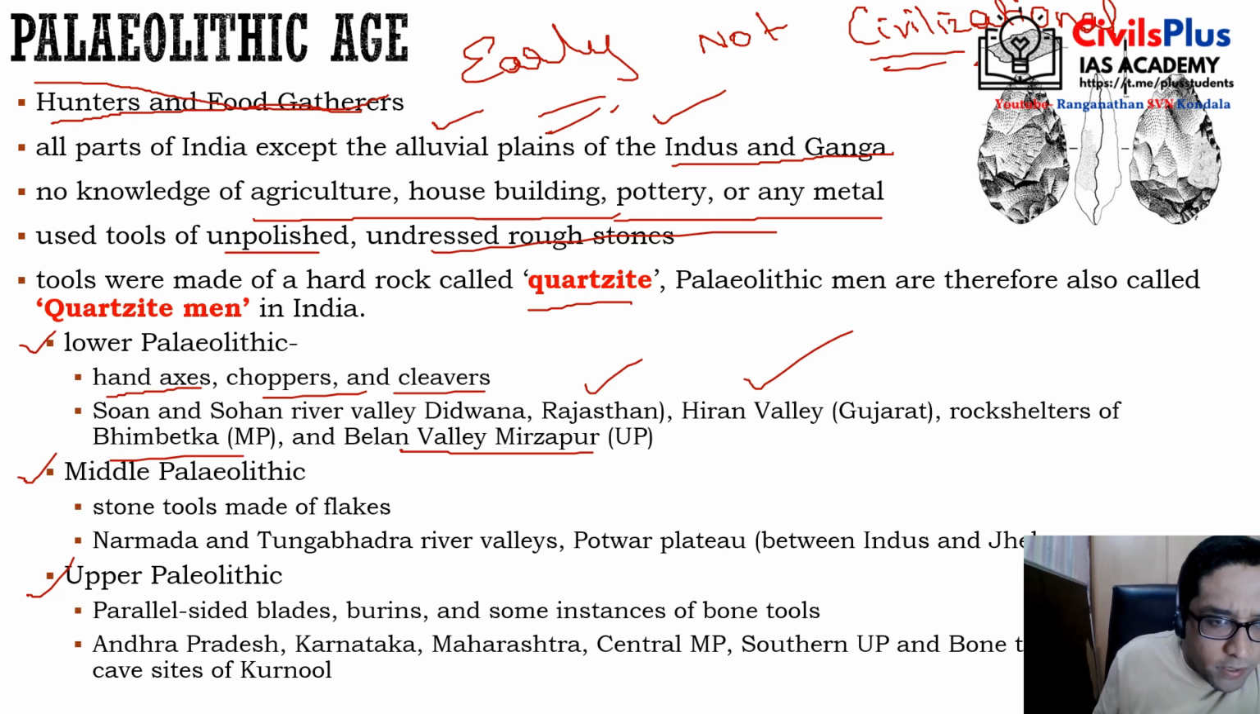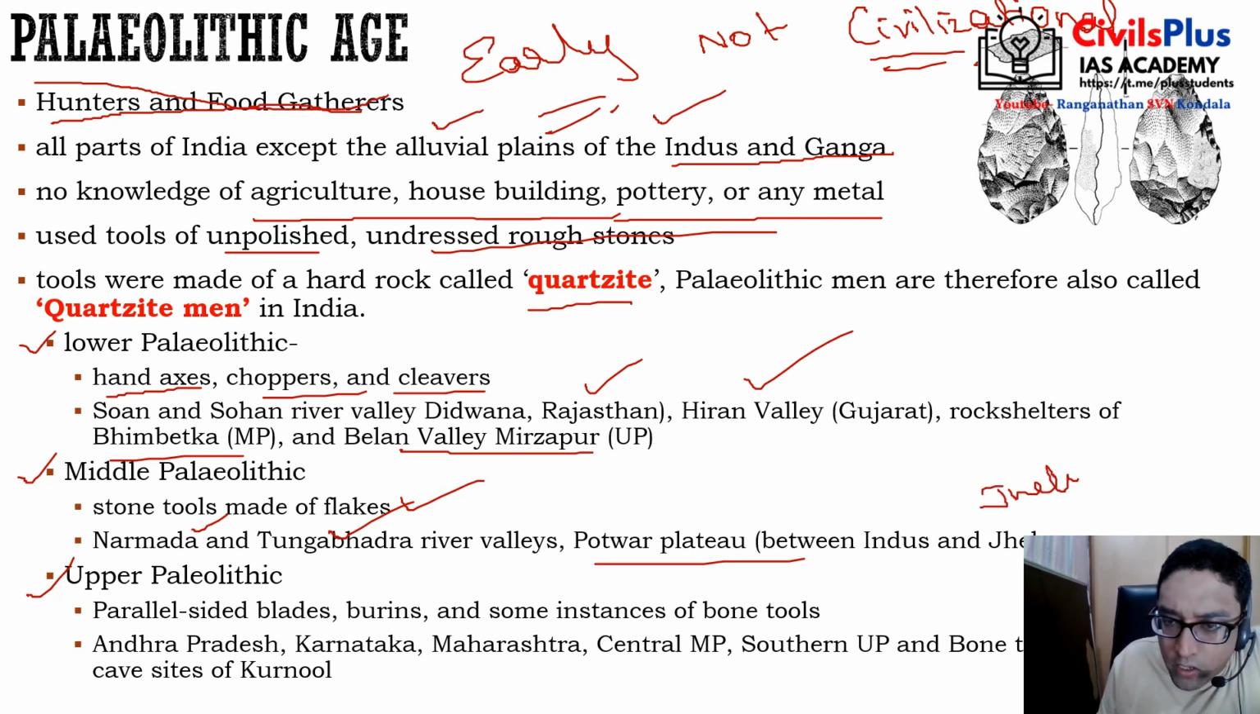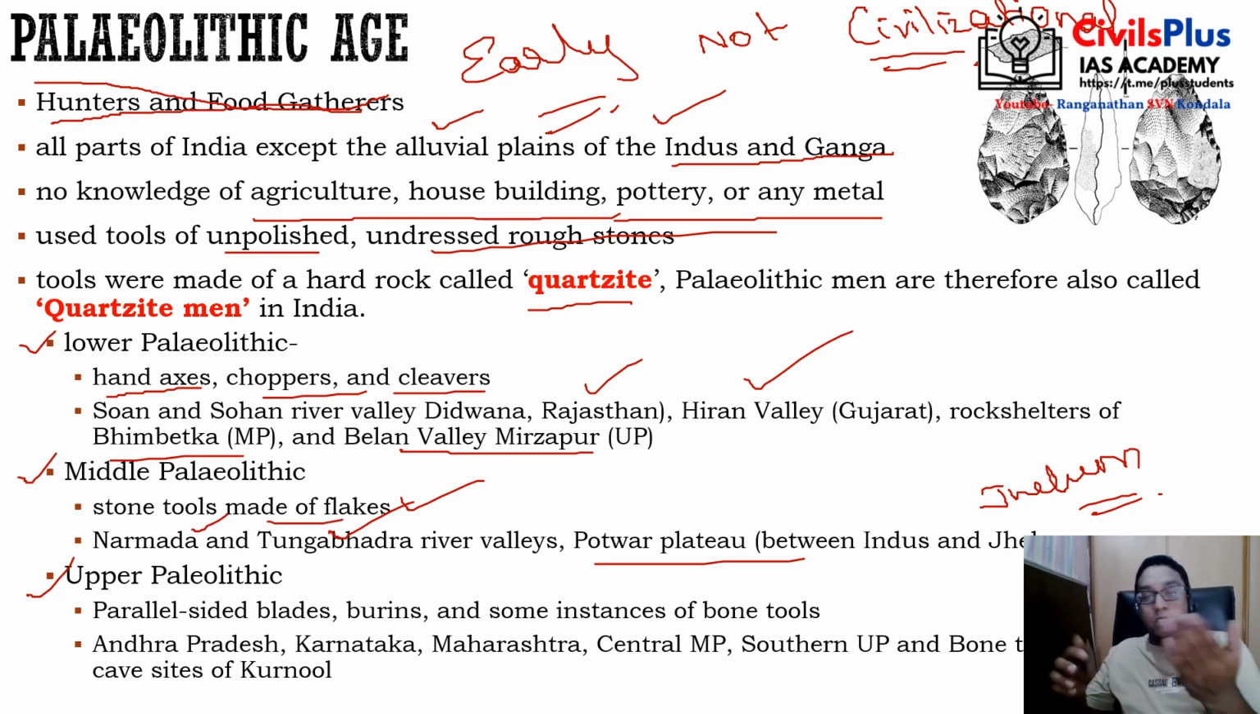Middle Paleolithic is where we see tools mostly made of flakes. We see it in the Narmada and Tungabhadra river valleys, and the Pothovar plateau between Indus and Jhelum. This region also has a lot of Middle Paleolithic. Here the tools were flaked. These were not very well polished. And flaking is like how we do it with a pencil. You know how we do flakes? That kind.